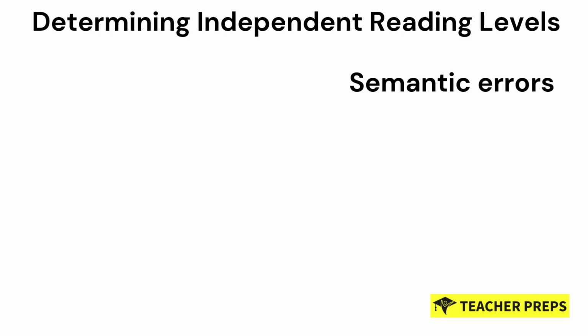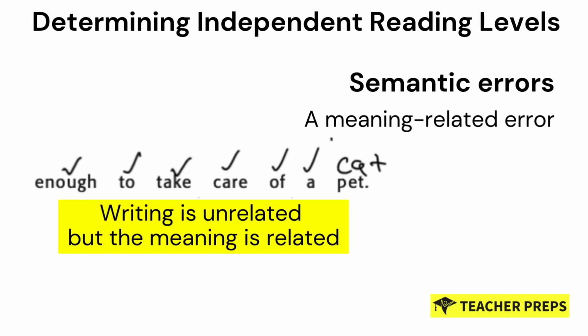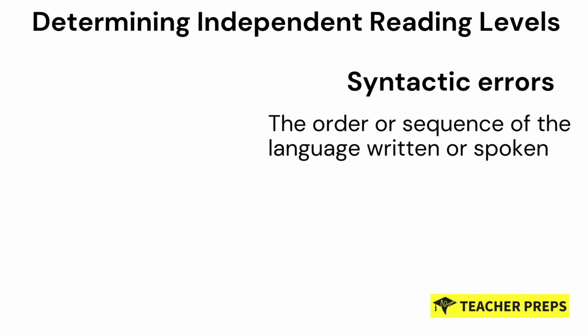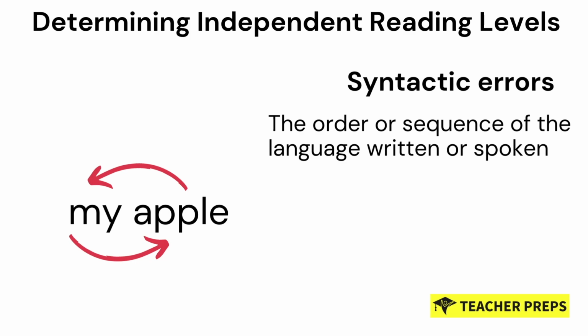The next term related to this topic is semantic errors. This is a meaning-related error, such as when a student reads cat for pet. Here, the writing is unrelated, but the meaning is related. In this case, it would mean that the student is using her correct comprehension of the story, but isn't using her phonics skills enough. The last term we'll cover here is called syntactic errors, which is the order or sequence of the language written or spoken. Reading errors in syntax might include, for example, reading apple my instead of my apple.